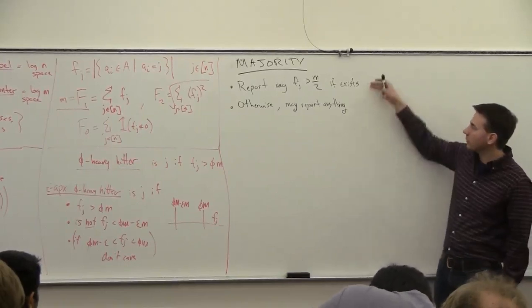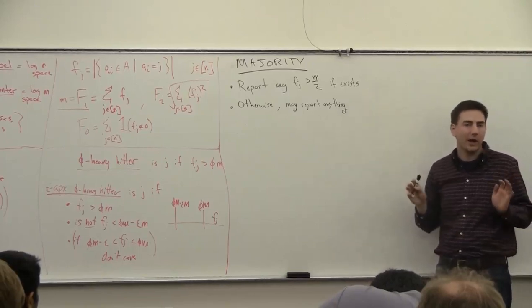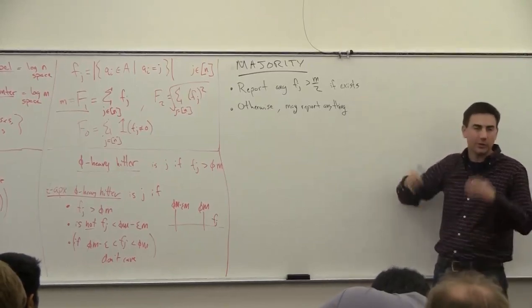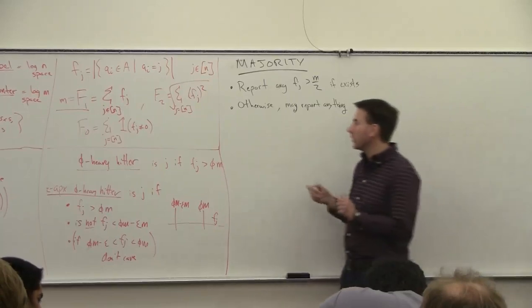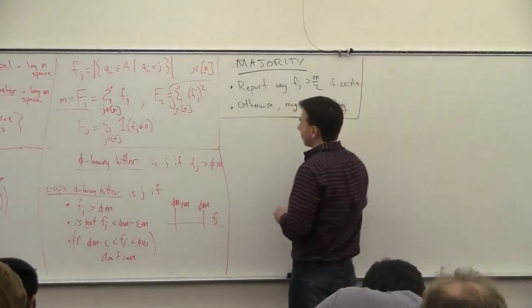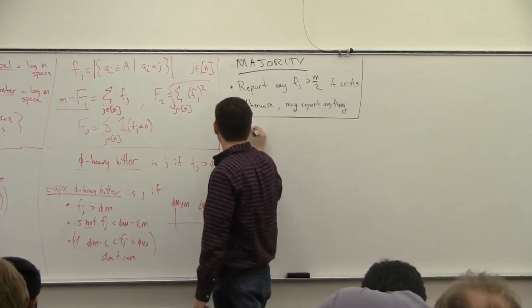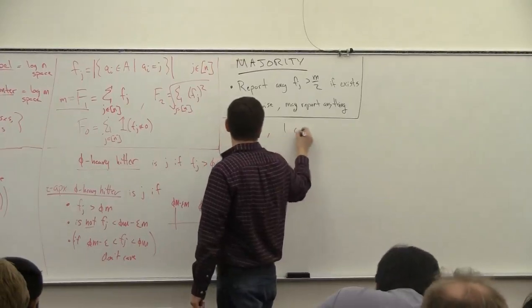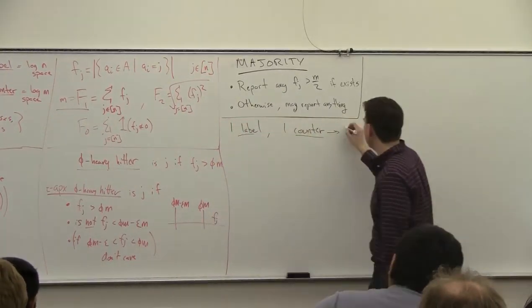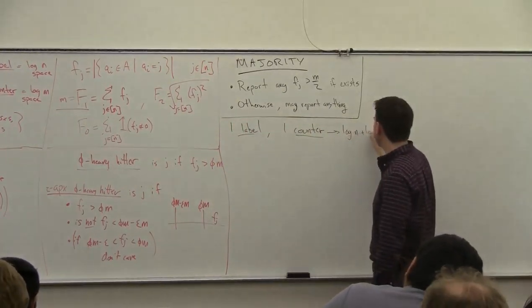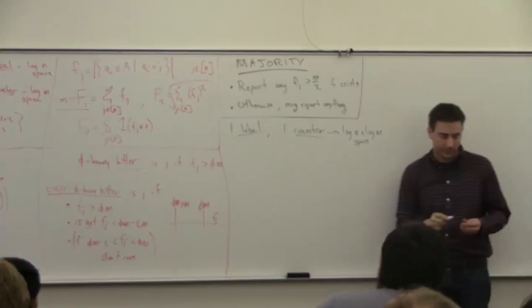Okay, so if you don't allow this otherwise condition, then this problem is really hard. But if you do allow it, where you can do something crazy if there isn't a majority, then you can solve this with a very small amount of space, a very simple algorithm. We're going to use one label and one counter. So this is going to be log n plus log m space, because I'm just going to use one label and one counter.